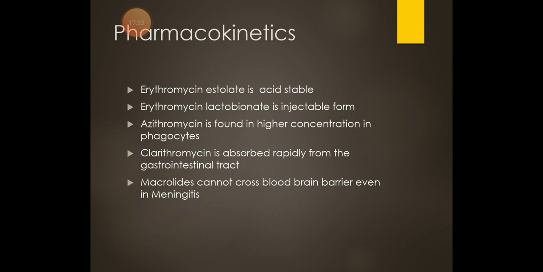Clarithromycin is absorbed rapidly from the GI tract, but its half-life is around 6 to 7 hours, since it's one of the best preparations we have in our hand. This is given in case of community acquired pneumonia, as well as in case of H. pylori associated peptic ulcer, where other macrolide group of antibiotics are not that effective, though azithromycin works almost similarly in case of community acquired pneumonia.